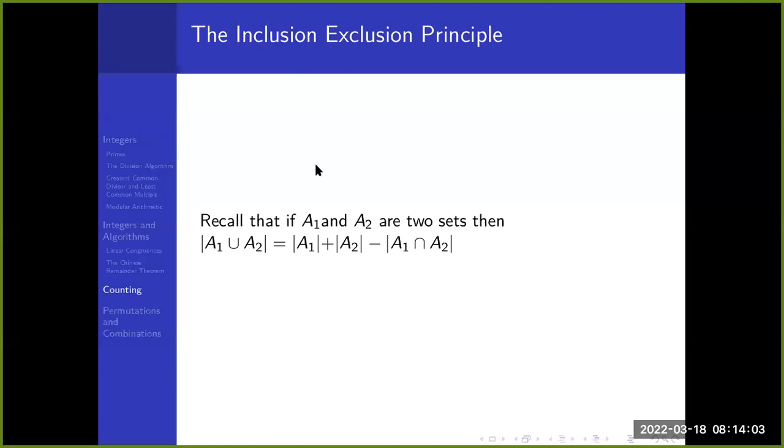Okay, so let's continue now. It says if A1 and A2 are two sets, then the number of elements in the union of A1 and A2 will be the number of elements in A1 plus the number of elements in A2 minus the number of elements in the intersection of A1 and A2. I think we showed why this works. So today we'll just make use of this formula.